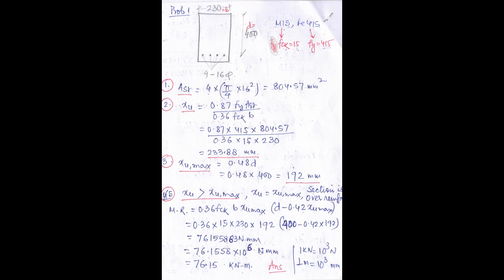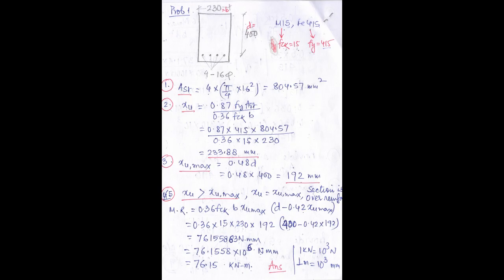So this is the area of the steel reinforcement. Second step, we have to find the actual NA. Actual NA, what is the formula? Xu equal to 0.87 Fy Ast divided by 0.36 Fck b. So put the value: 0.87, Fy value is 415, Ast value, just now we found out, 804.57, divided by 0.36 multiplied by Fck. What is Fck? 15. What is b? 230. So if you calculate, you will get 233.88 millimeter.